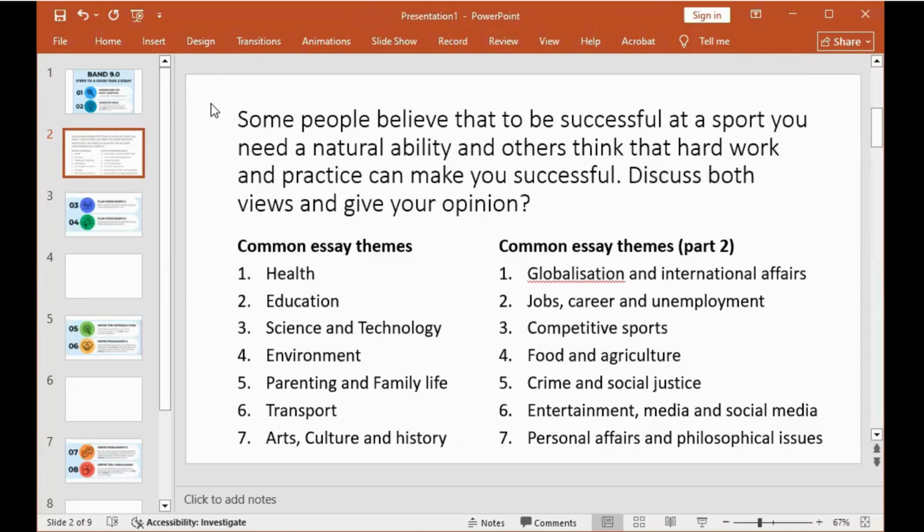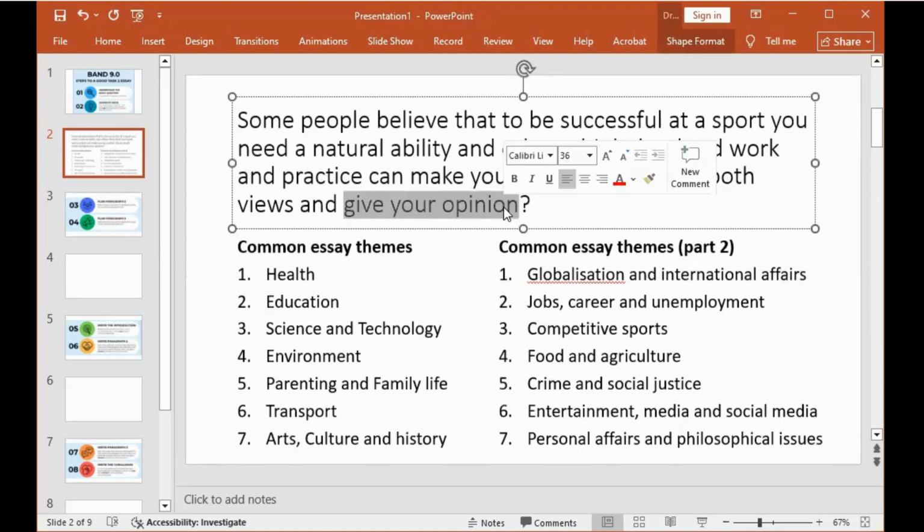You need natural ability to be successful in sports. So viewpoint one is that to be successful in sports, you need natural ability. Then what is viewpoint two? You need to work hard and practice. Hard work and practice. Thank you very much. Those are the two viewpoints that you need to discuss. And then the last part of the question says, give your opinion.